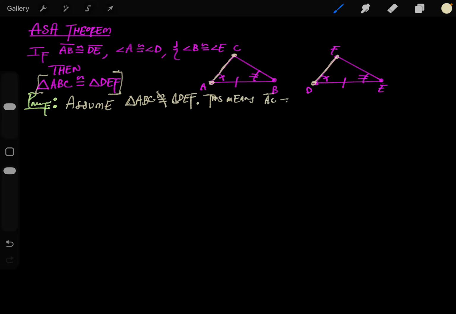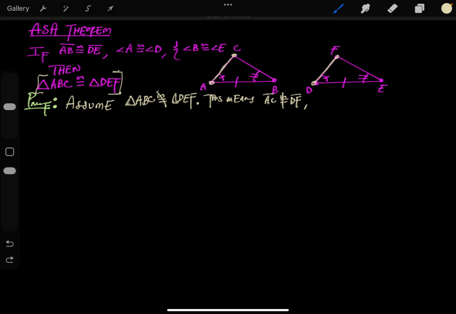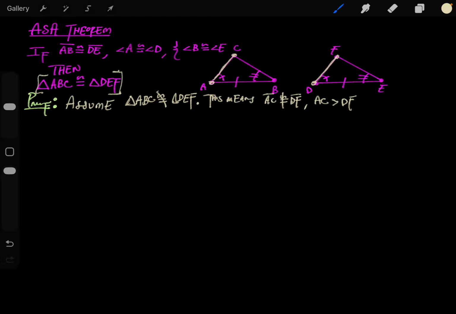So this means AC is not congruent to DF. And you can say that AC is greater than DF. It doesn't matter. AC is greater than DF, or DF is less than AC, same thing. You should say let, because it could go the other way, and then we run the argument the same way, but on the other side. So this means AC is not the same as DF. So let AC be greater than DF.